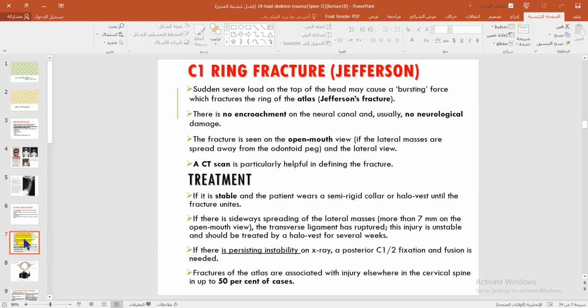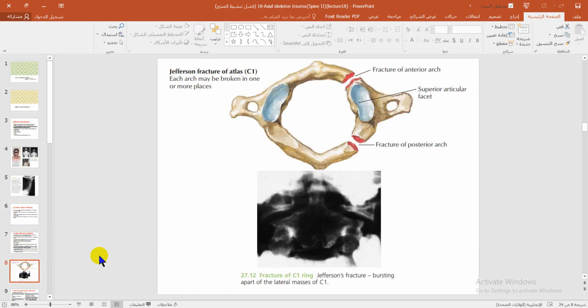So there is no encroachment on the neural canal and usually no neurological deficit, because here you see there is a wide area, and because of the burst fracture, the force displaces the arch of the bone away from the spinal canal, here the spinal canal. So there is no encroachment on the spinal cord here.